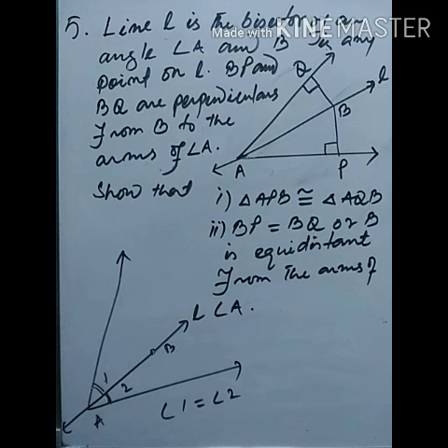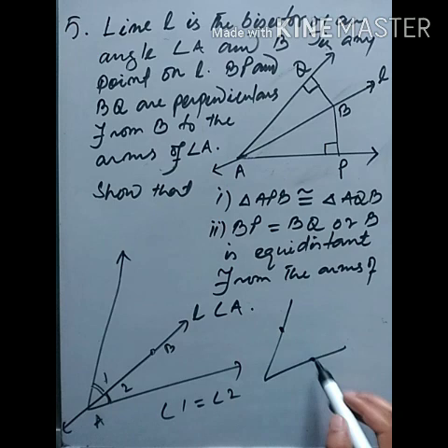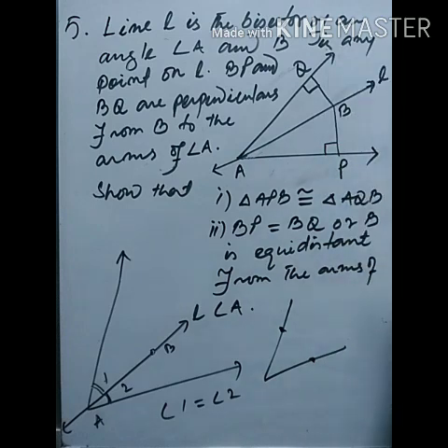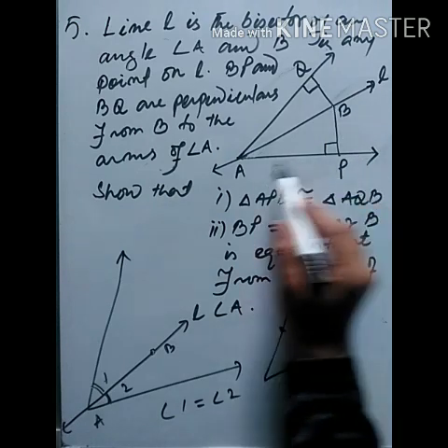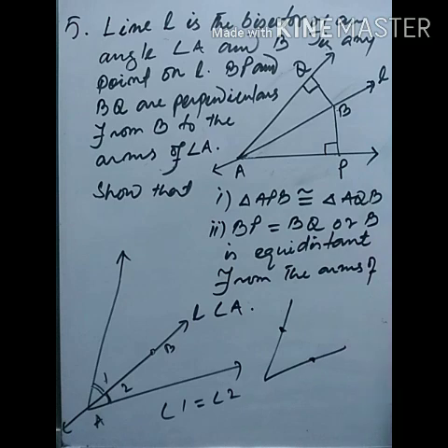BP and BQ are perpendiculars from B to the arms of angle A. So please understand what is the meaning of arms of angle A. This is angle A, right? This side and this side, these are what we call arms of the angle. So this is one arm, and this is another arm, and BP and BQ are perpendiculars from B to the arms of angle A. Now there will be 90 and there will be 90. The figure shows everything here.